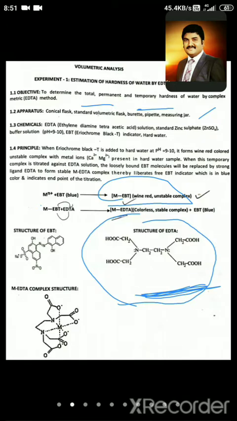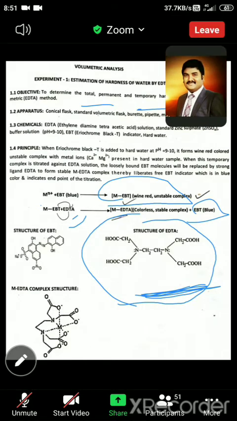Next step, you add EDTA. Now EDTA is added. Whenever EDTA is added to water, it forms a strong bond. A stable complex is formed, and EBT is out. EBT is formed out. Okay, this is important. These are the main basic principles.